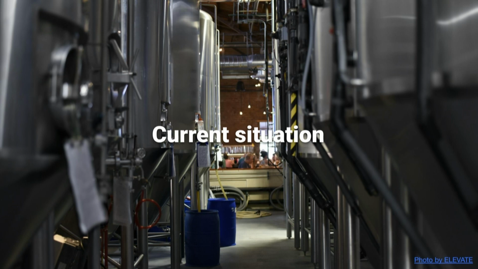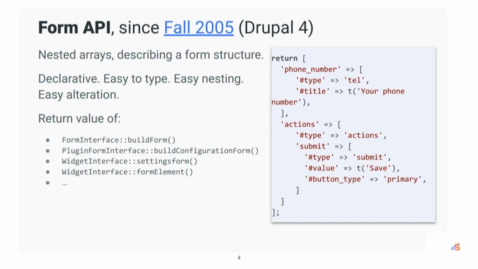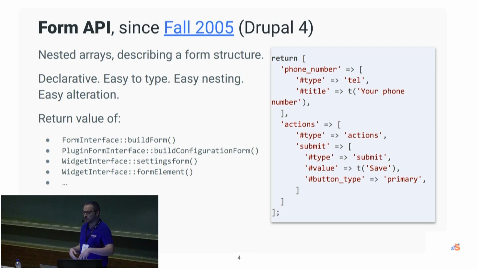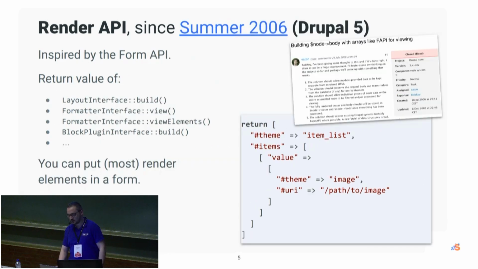Now, what is the current situation? Form API was introduced in Drupal 4. It was many years ago, and it was easy. And it's still kind of easy right now because it is simply nested arrays describing your form structure. You declare it like that, then it is processed, and you have your forms. Also, it is widely used in Drupal, with a lot of interfaces expecting this kind of structure returned by methods.